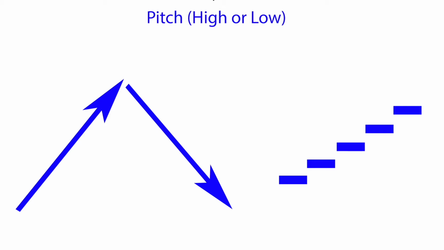You can see in this picture that we have an arrow. This could represent a smooth ascending slide and then maybe going back down again. Or you can see the individual notes that I've created, which creates an ascending step-like scale motion.